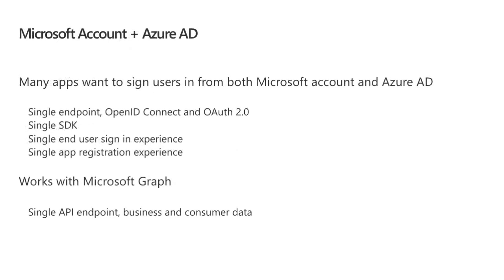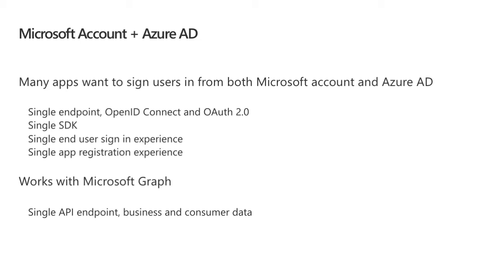Now, many apps want to sign users in from both Microsoft accounts and Azure AD. And what's nice about this V2 converged endpoint is that it's a single endpoint that supports both OpenID Connect and OAuth. So again, OpenID Connect is a layer on top of OAuth, which allows us to provide some identity information back in addition to an access token.